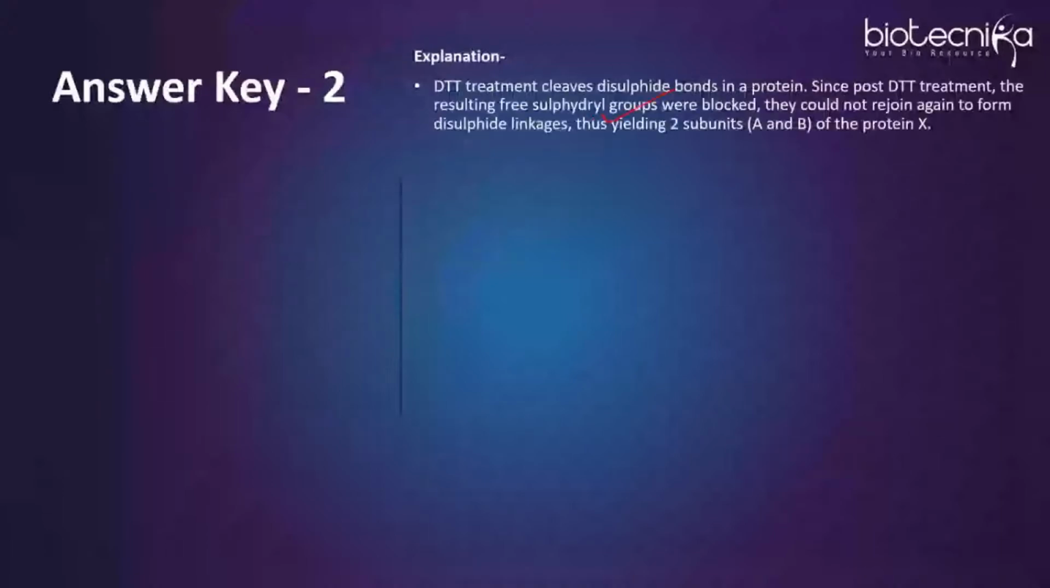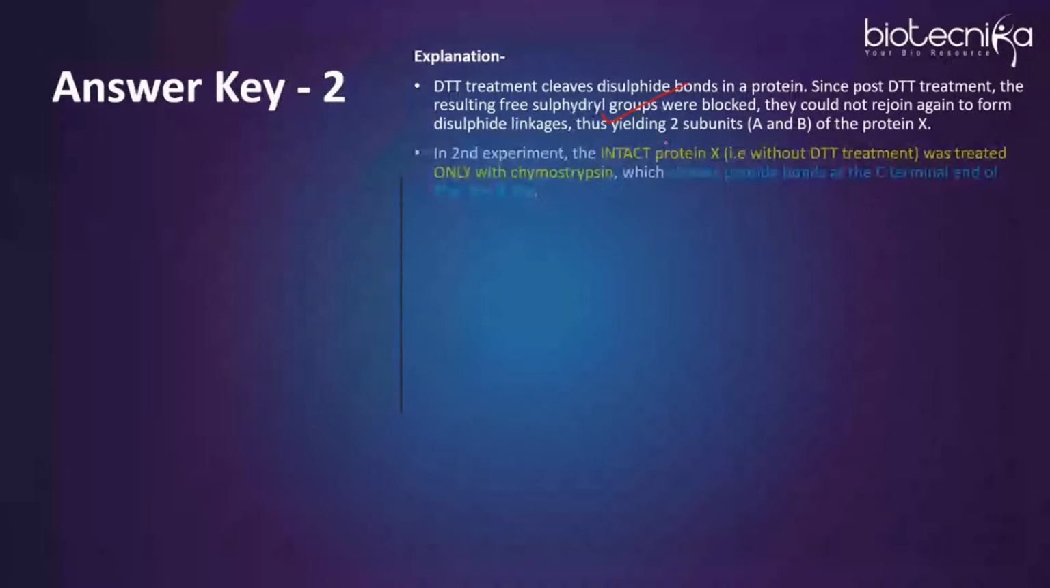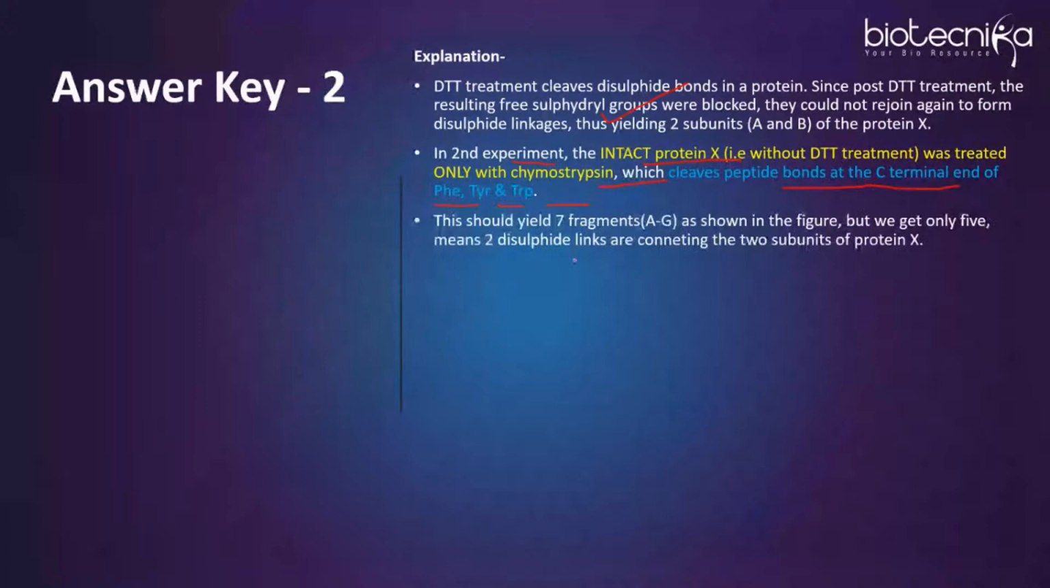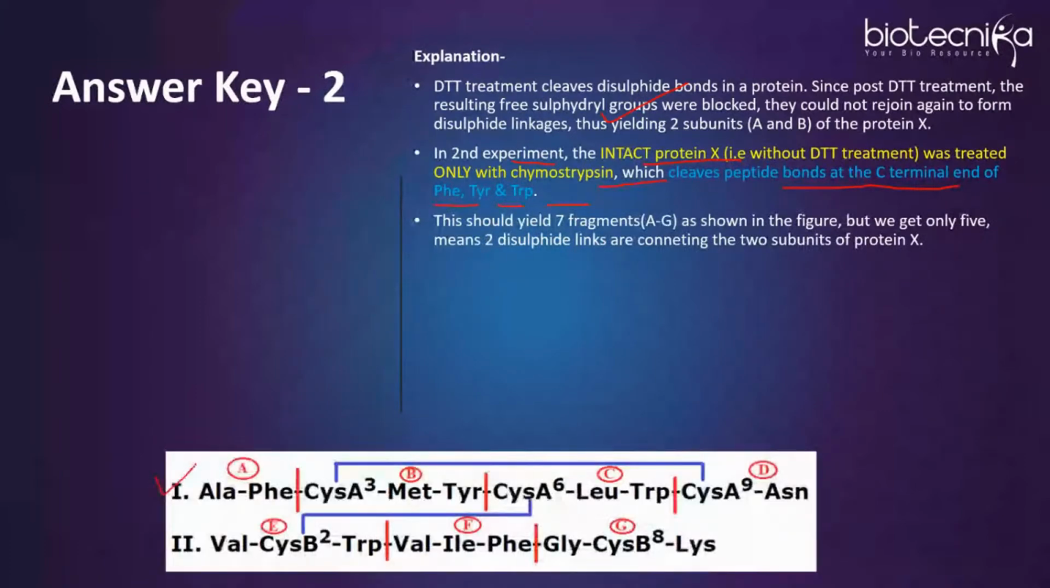As I mentioned, DTT will open up the disulfide linkages. And in the second experiment, intact protein is treated. So, it will cleave the peptide bonds at the C terminal of phenylalanine, tyrosine, and tryptophan. If you consider the treatment of the two proteins, the two fragments that you got, and you take all these residues, phenylalanine, tyrosine, and tryptophan, it will cleave at the C terminal.